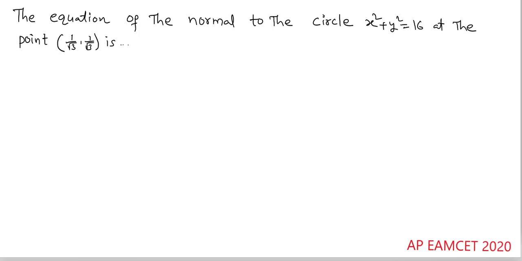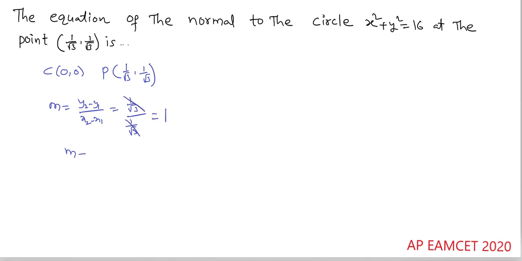The equation of the normal to the circle x square plus y square is equal to 16 at the point (1/√3, 1/√3). Here every normal passes through the center of the circle. This is the center of the circle C (0, 0) and the given point is (1/√3, 1/√3). Now we find the equation of CP bar. First, slope m is equal to (y2 minus y1) by (x2 minus x1). That is (1/√3 minus 0) by (1/√3 minus 0). This is 1/√3 by 1/√3. This is cancelled. That is equal to 1. Slope m is equal to 1.